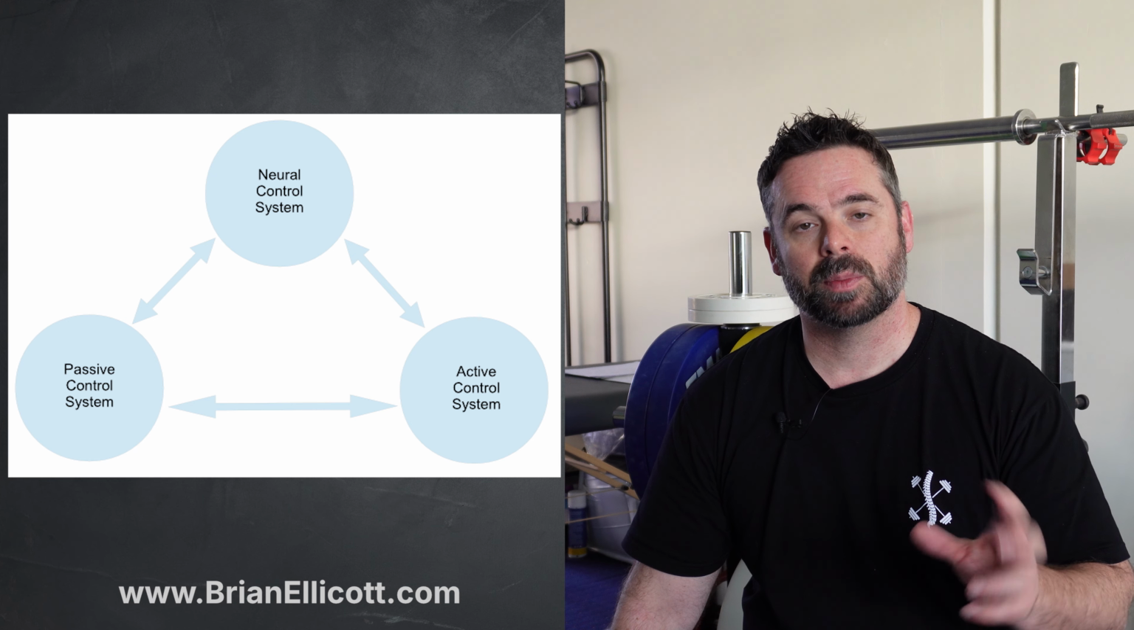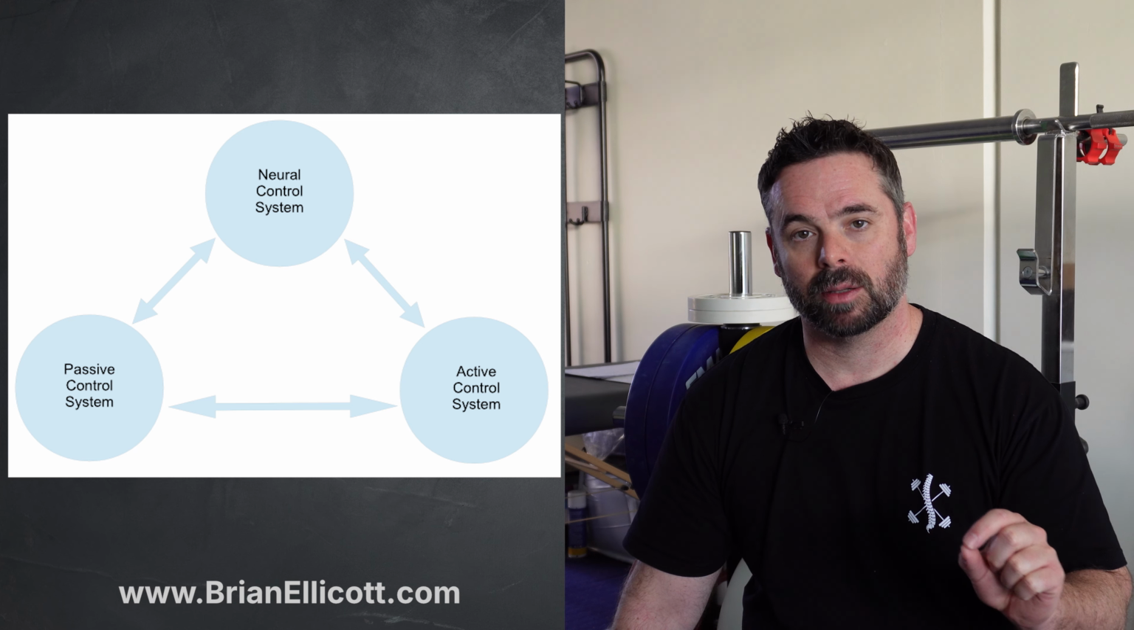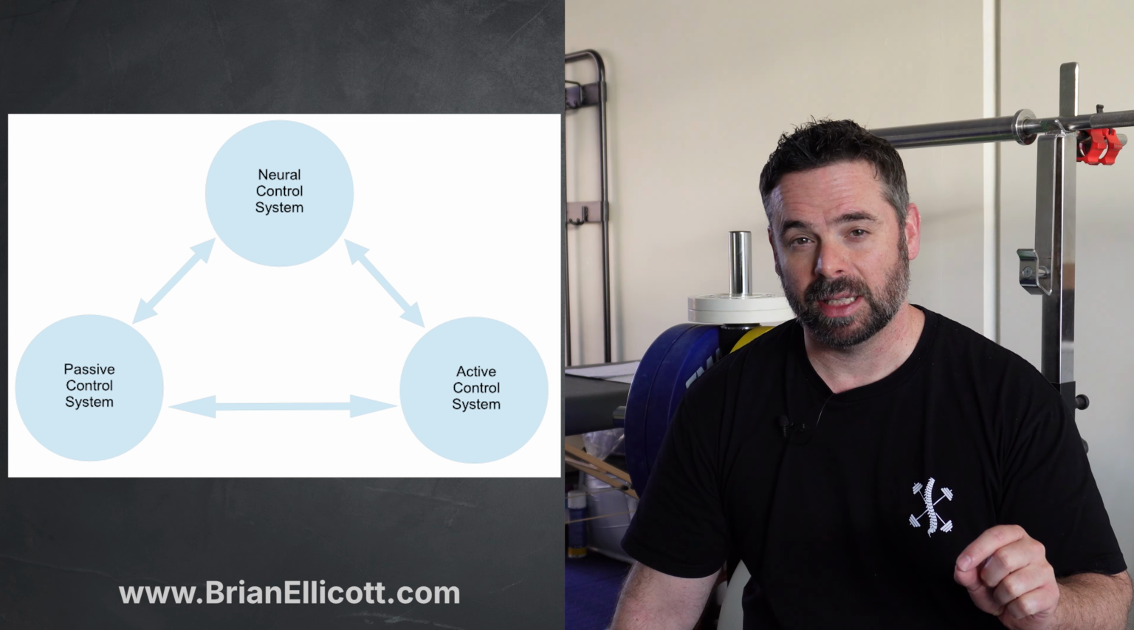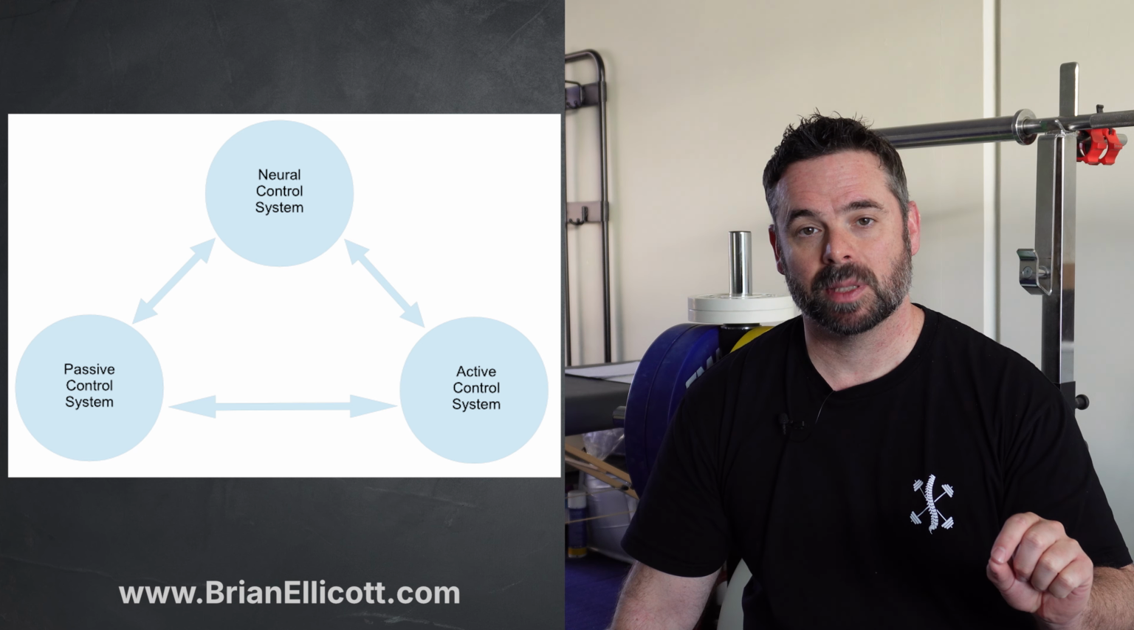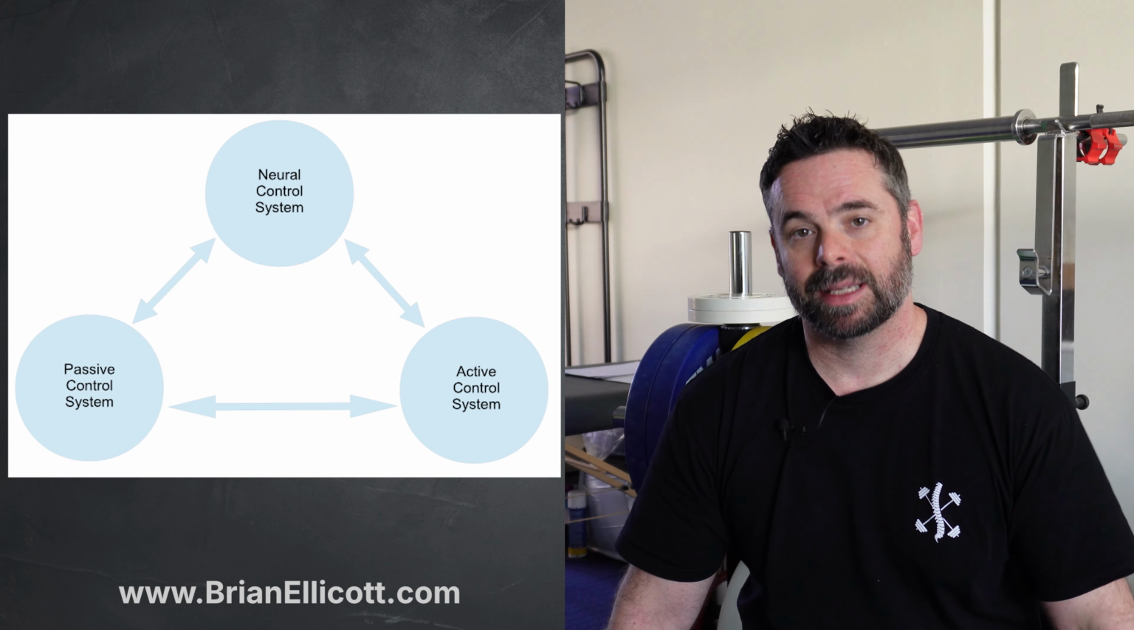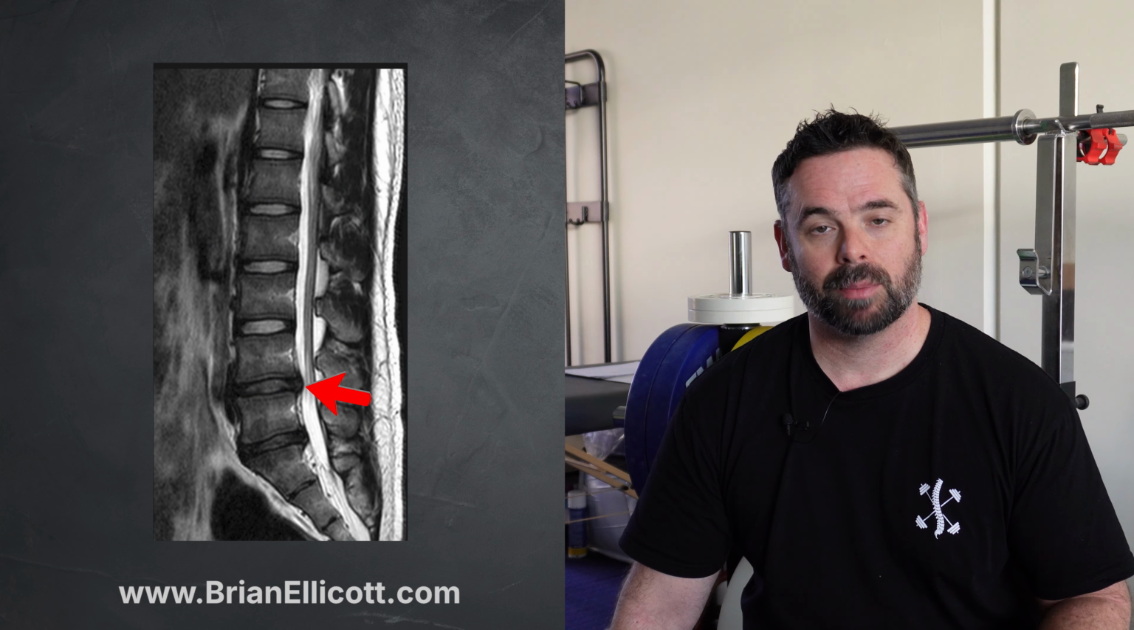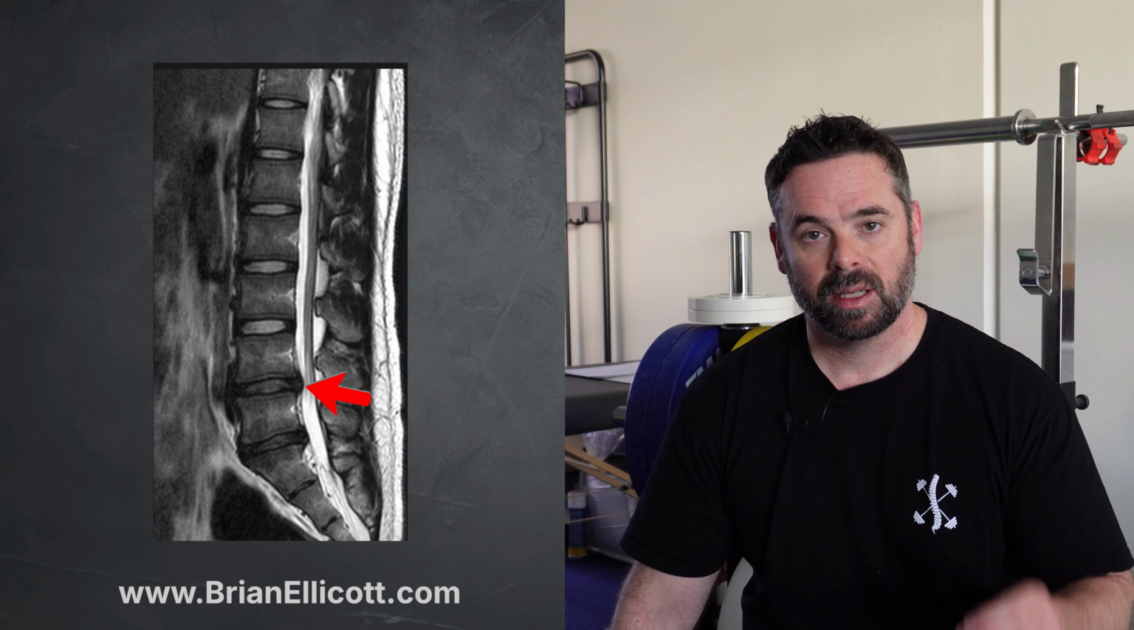If one of those systems becomes faulty, that workload has to go somewhere, and invariably, eventually, it'll end up on the passive subsystem, and it will start to break things down. That's how we start to get things like disc bulges, end plate fractures, stenosis, because that passive system is bearing the brunt of that workload, and the other two subsystems aren't doing their fair share.